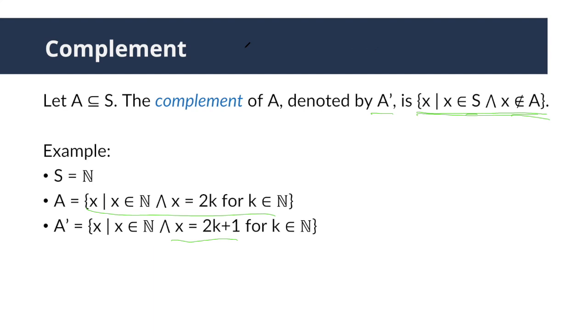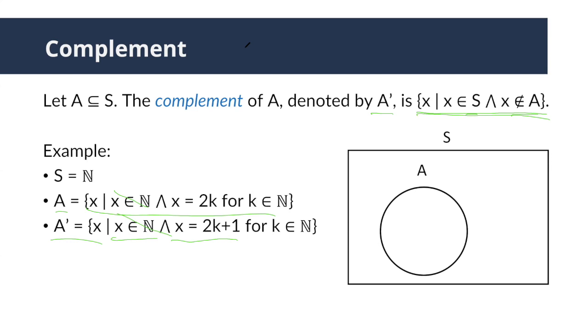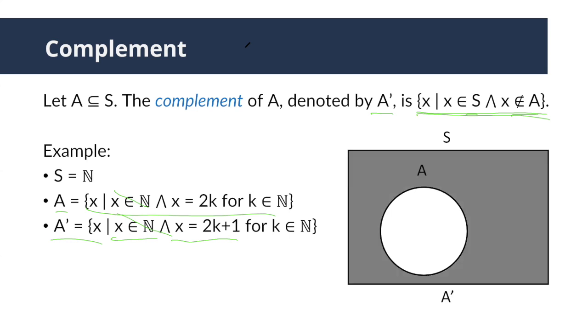Here note that the first property of x is actually redundant. If you remove it, A will still be the non-negative even integer set. A prime will still be the non-negative odd integer set. And using a Venn diagram, if this is A, then this shaded area is A prime.